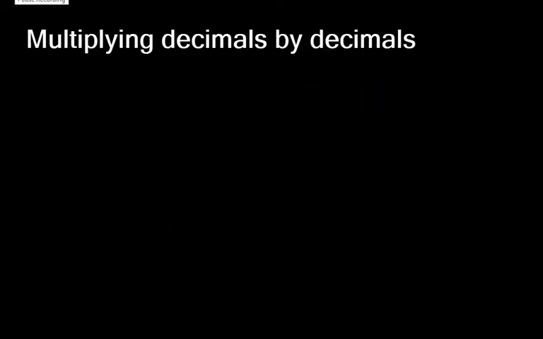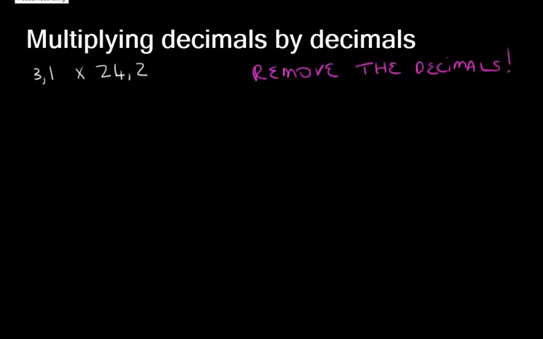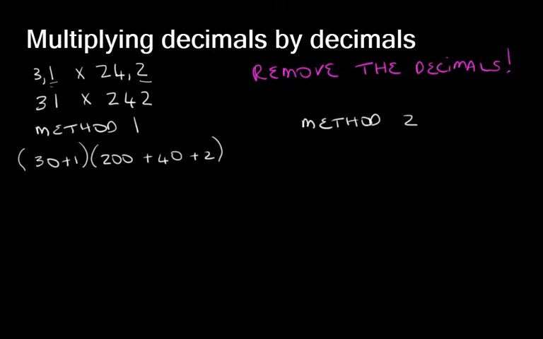Now let's look at multiplying a decimal by a decimal. The first step is for us to remove the decimals. But you must keep in mind that there are 2 decimal places after the comma, so once we've worked this out, you need to remember that there need to be 2 decimal places in your answer as well. So what I'm going to show you are 2 methods for you to do this.